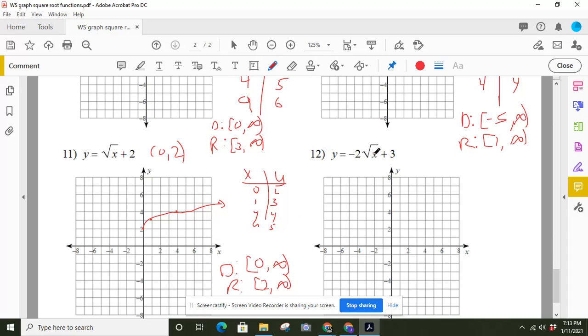All right, now 12, I have an a here that's negative 2. All right, so now instead of just going up by 1 over there, now it's going to be going down by 2. So down by 2 over 1, down by 2 over 3, down by 2 over 5. All right, so again, my critical point here, h is 0. Okay, k is 3, so my critical point is 0, 3. All right, that's going to be my first point of my table of values.